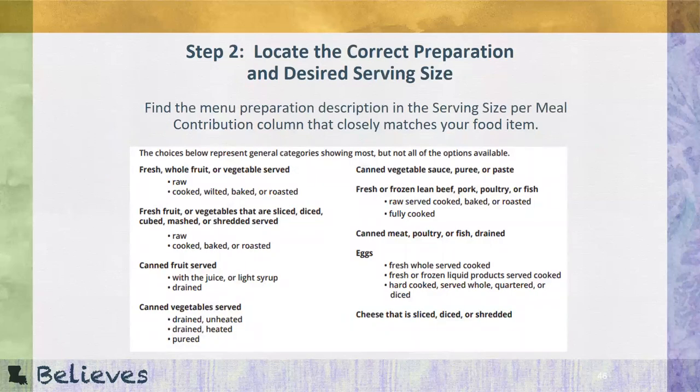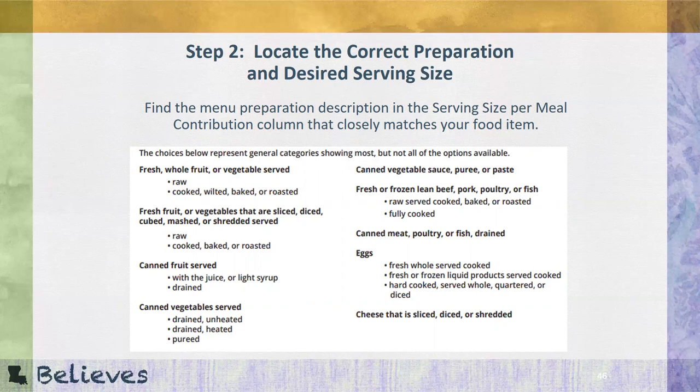Next, in step two, find the menu preparation description in the serving size per meal contribution column that closely matches your food item. Choices listed on this slide represent general categories of most of the options available. For example, for fruit and vegetables, you will need to find the item based on whether it is purchased whole, diced, sliced, raw, cooked, canned, and note how the product will be prepared for service, as with juice or light syrup, drained, heated, or unheated, pureed, etc. For vegetables, check to also see if it is a sauce, a puree, or paste, which may greatly affect the yield and crediting of the vegetable.